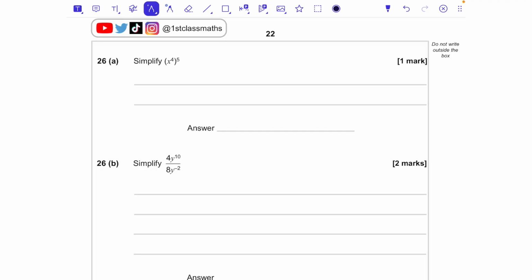And last but not least, question 26, simplify x to the power of 4 to the power of 5. A power of a power, you're going to multiply those powers together. So that is x to the power of 20. If you had x to the power of 4 times x to the power of 5, that would be x to the power of 9. But that isn't what we've got here. We've got a power of a power, so we multiply them together.